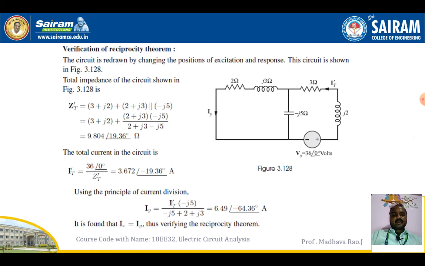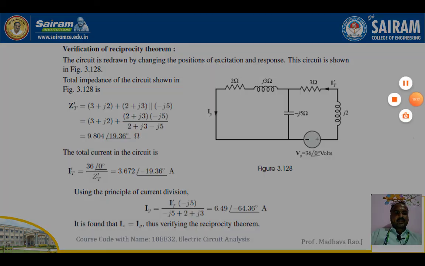In the second case, replace the voltage source in some other branch of this network and find Iy. How will we find it? Again a similar process: find the total impedance, find the total current, and find the current flowing in that branch. So in this problem, the first case current and second case current are both equal, so the network is verified by the reciprocity theorem.